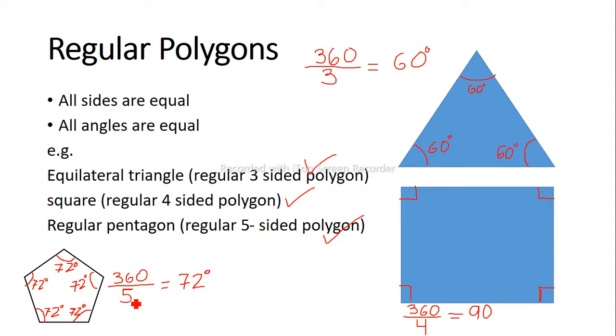Divided by the number of sides. I think I did it in general. I think it's n times 180 divided by 360, right? No, not that one. Not that one.